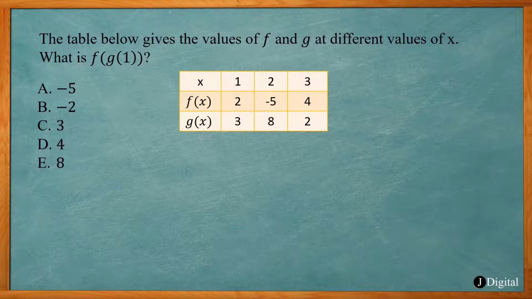So in this ACT problem, it says the table below gives the values of f and g at different values of x. What is f of g of 1? So we look at the g of x function, that's the last row. When x is 1, g of x is 3. And now we're going to plug 3 into the f of x function. So when x is 3, f of x is 4. So our answer here is 4. Answer D.